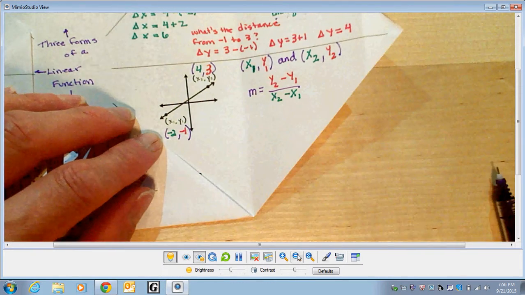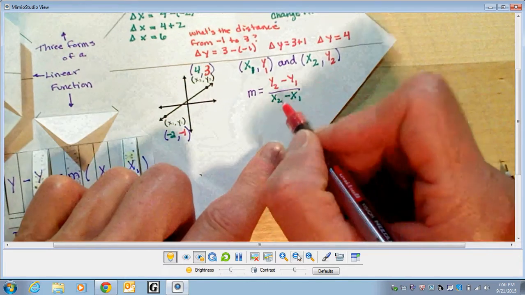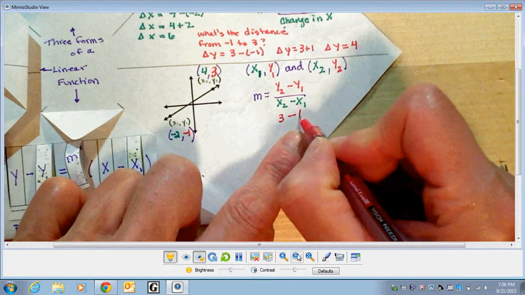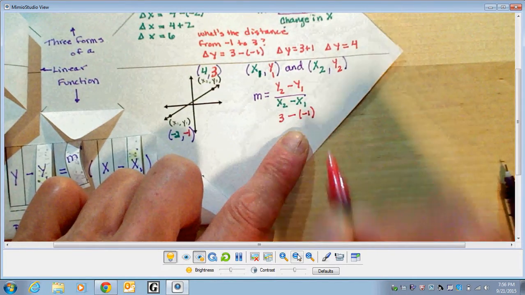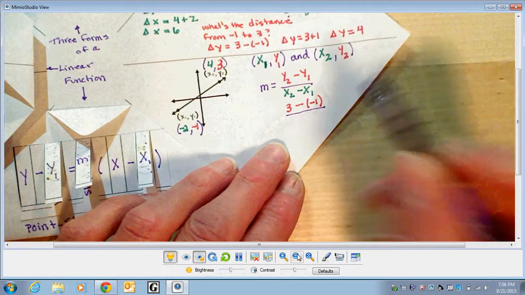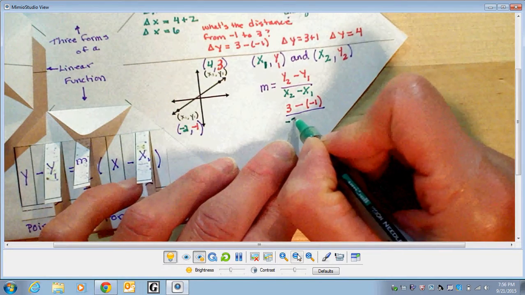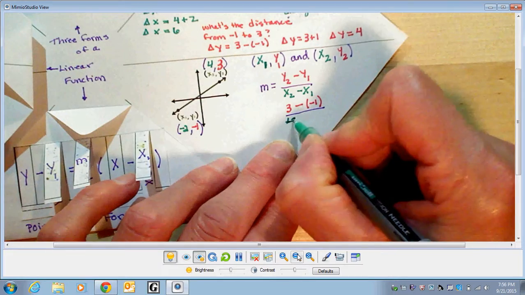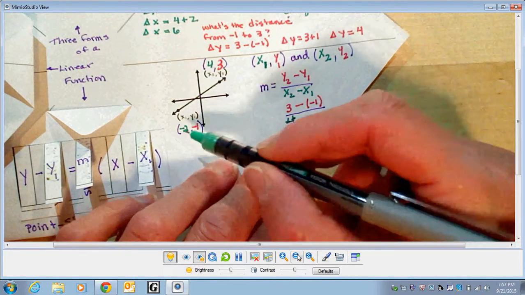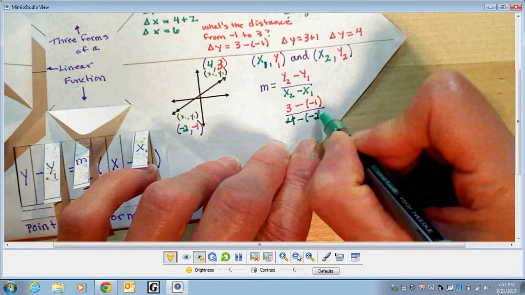Okay? So my y2, let's deal with that first. My y2 is right here. That's a 3. And we're going to minus a y1. Well, y1 is negative 1. Okay? And then I'm going to put in my x2. Well, x2 was -2. Excuse me, x2 was 4. And then my x1 is -2. So that's going to be minus -2.